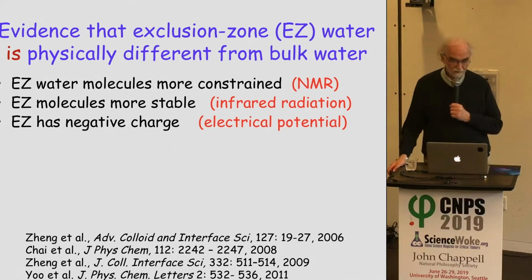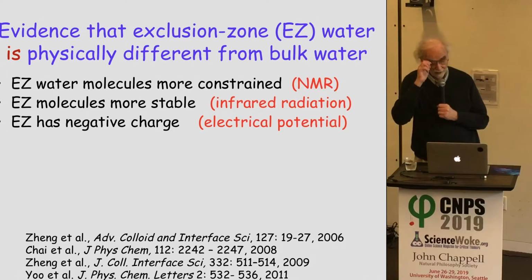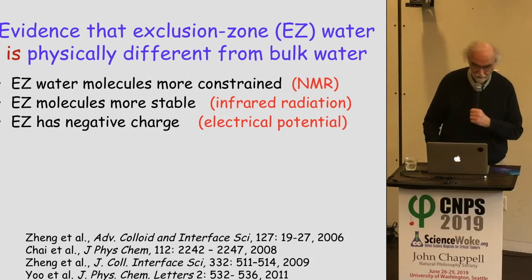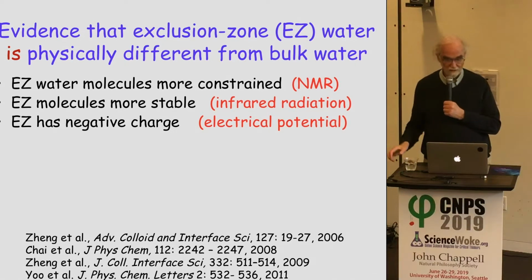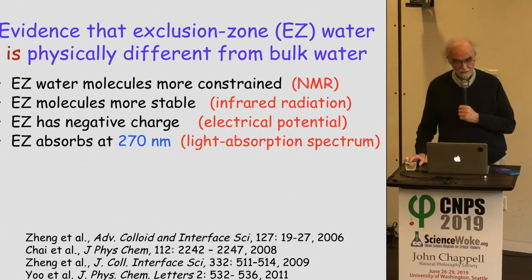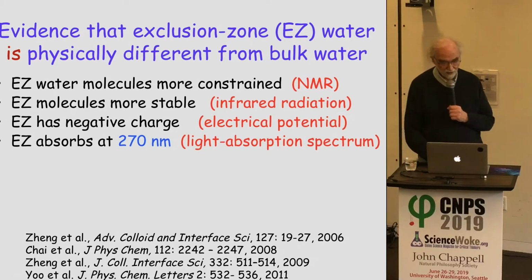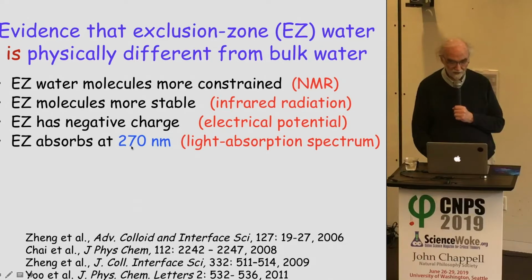We found that the EZ typically has negative charge, is not neutral. And this was a big finding for us, and I'll describe it in a few moments, because you expect anything dealing with water should be neutral, but this is not neutral. We have, I think, good evidence for that. We found that it absorbed light at a wavelength of 270 nanometers. That's in the UV range. Ordinary water doesn't do that.